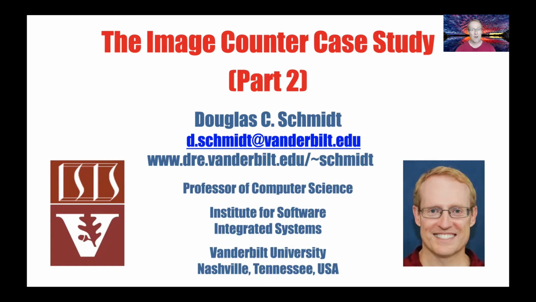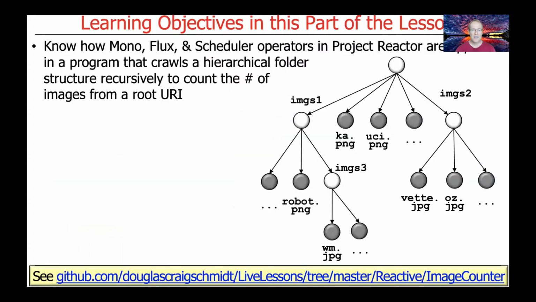Welcome to part 2 of our image counter case study. In this second part of the lesson, we're going to take a look at how various Flux, Mono, and Scheduler operators from Project Reactor can be applied to a program that crawls a hierarchical folder structure recursively to count the number of images starting at some designated root URI.